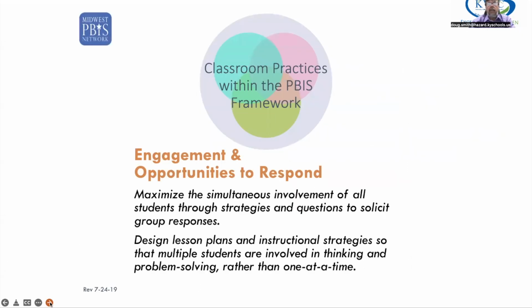Our next classroom practice that we want to look at will be engagement and opportunities to respond. The key here is to maximize involvement of all students through strategies and questions to solicit group responses rather than one student at a time. And I'll let the ladies give some examples of that.